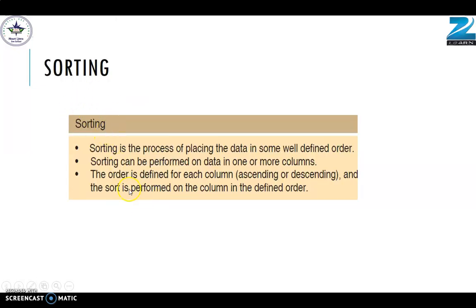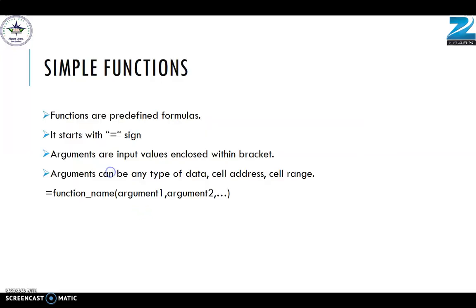What is sorting? Sorting is the process of placing the data in some well-defined order. Sorting can be performed on data in one or more columns. The order is defined for each column, ascending or descending, and the sort is performed on the column in the defined order.